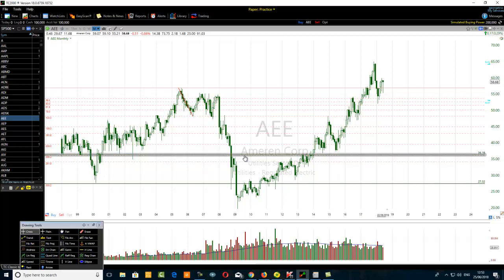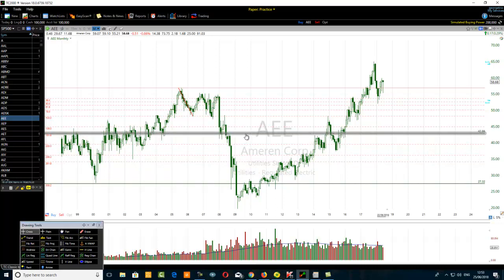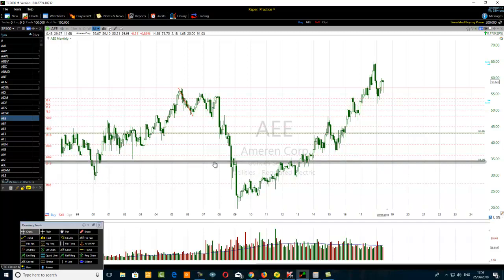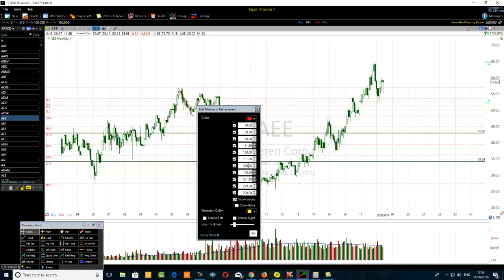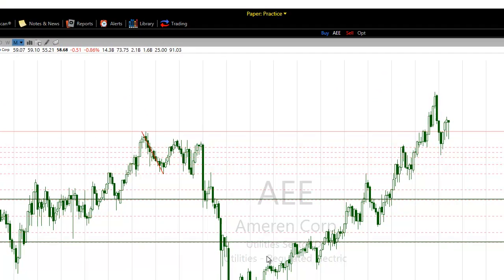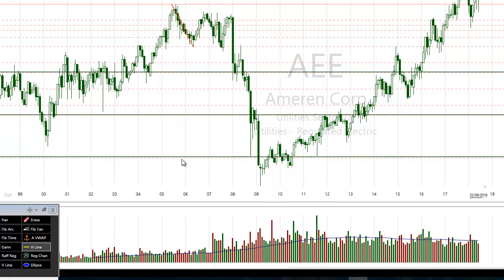So the second group is composed of 161.8. That's the level here. 261.8, right there, that's for that move down. And 361.8. Hopefully I can do it here. 361.8. Here it is. So those are the levels for the second group, and one should think about breakout.